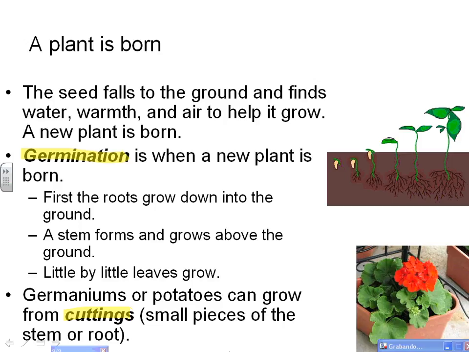Geraniums or potatoes can grow from cuttings, which are small pieces of the stem or root.